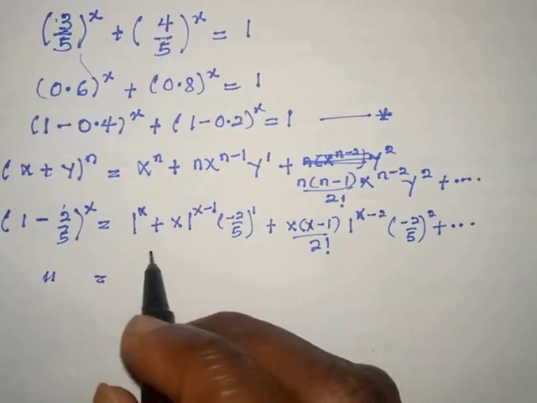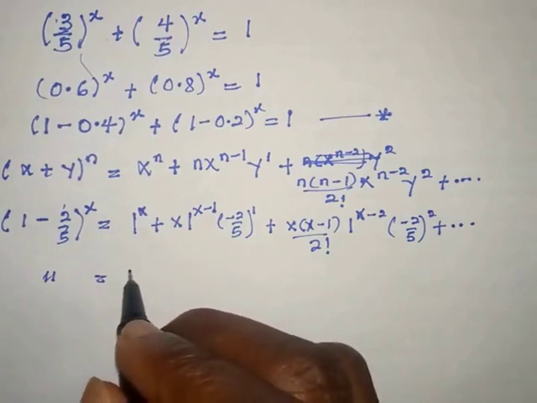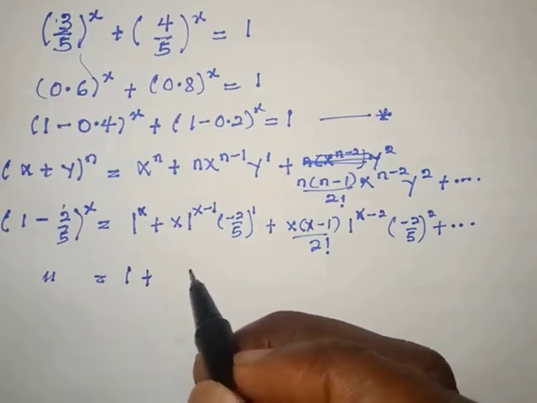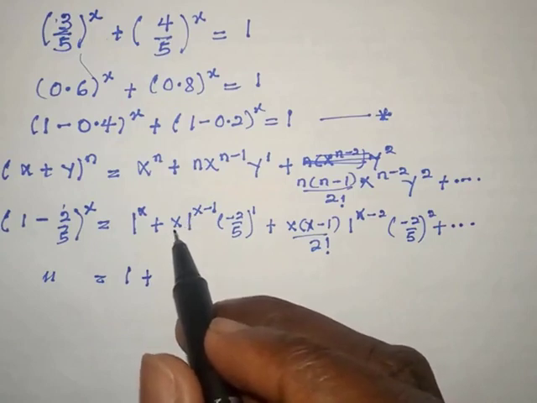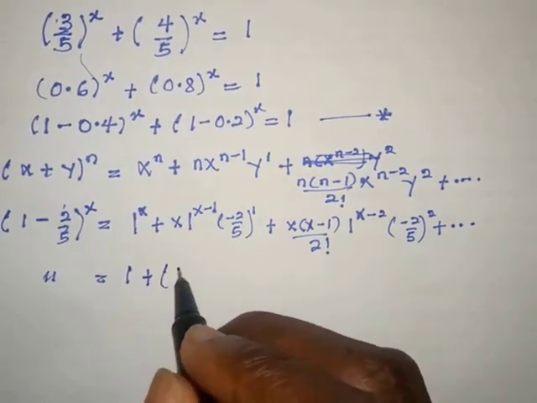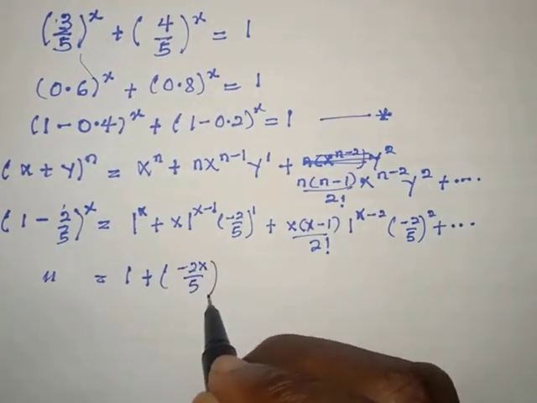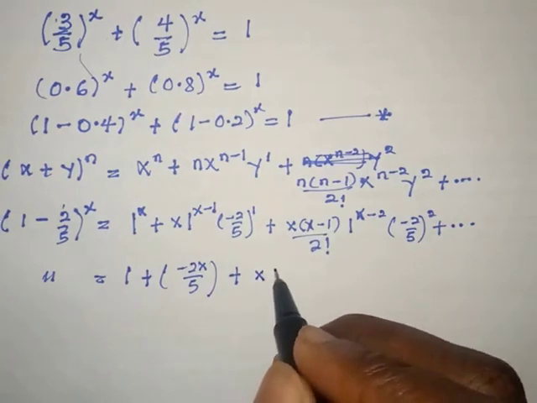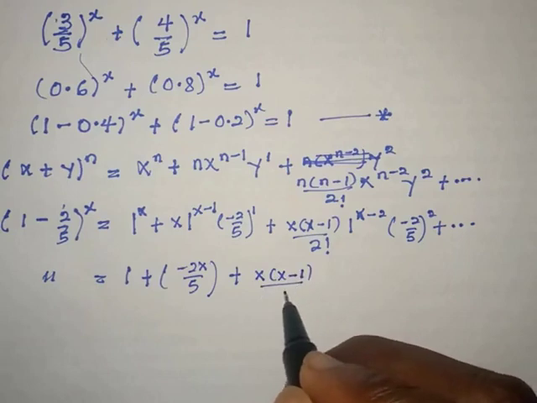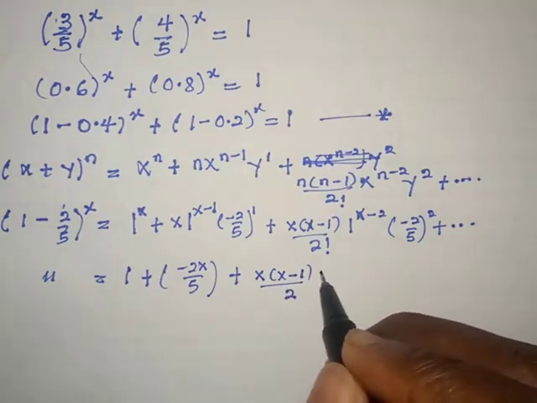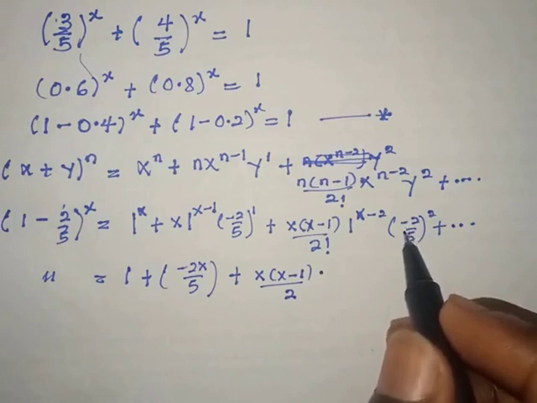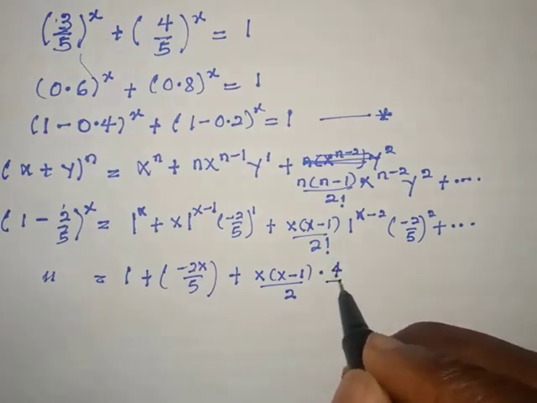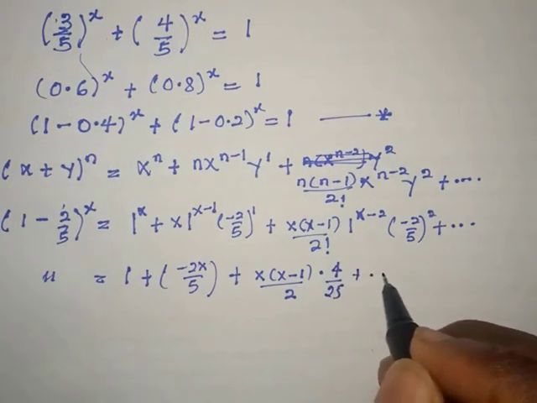So here 1 raised to the power x is still 1, plus 1 raised to the power x minus 1 is still 1. Multiplied by x and y, this becomes minus 2x divided by 5, plus, this here becomes 1 as well, and we have x open bracket x minus 1, and 2 factorial is still 2. Then these two negatives negate each other, so we are going to have positive here. Then we have 4 upon 25, so plus dot dot dot.